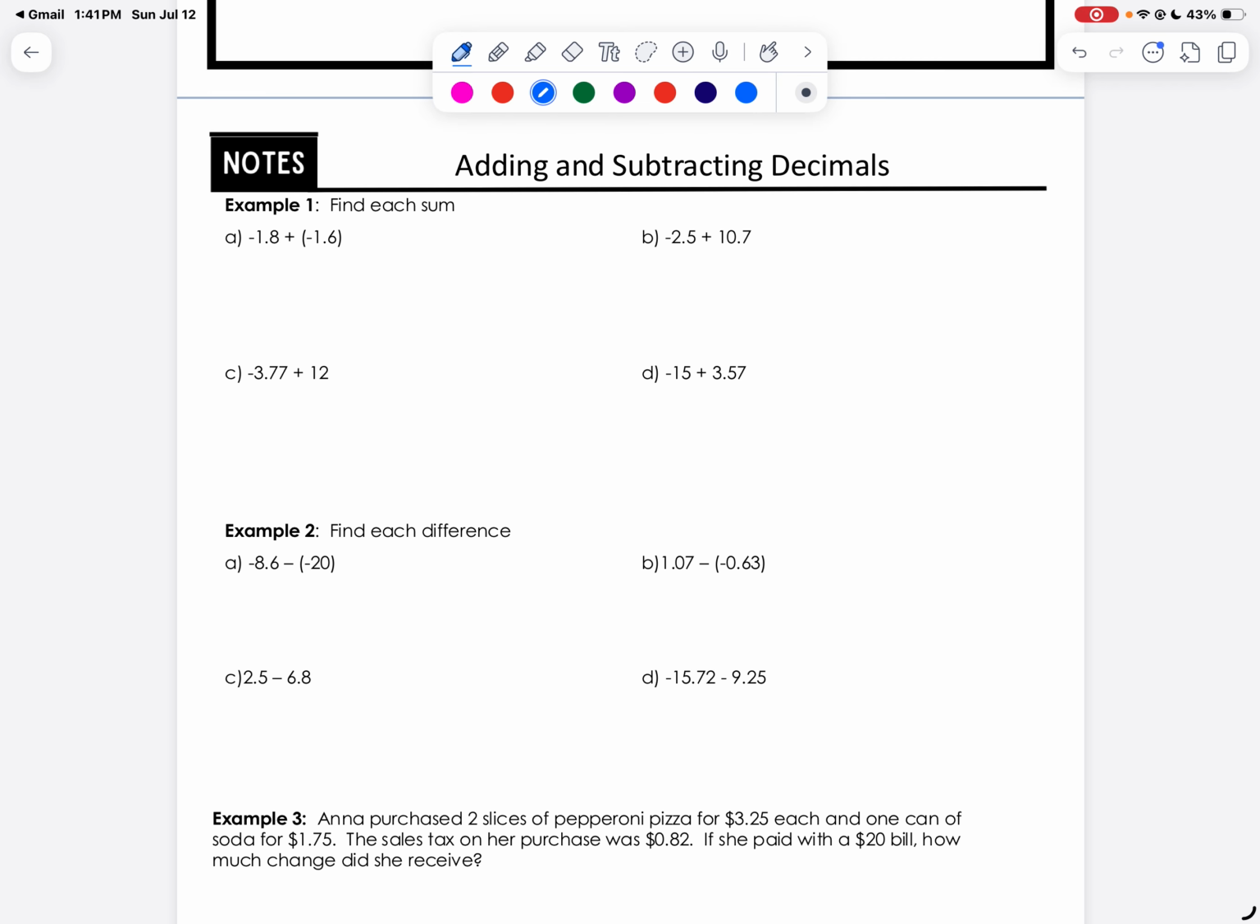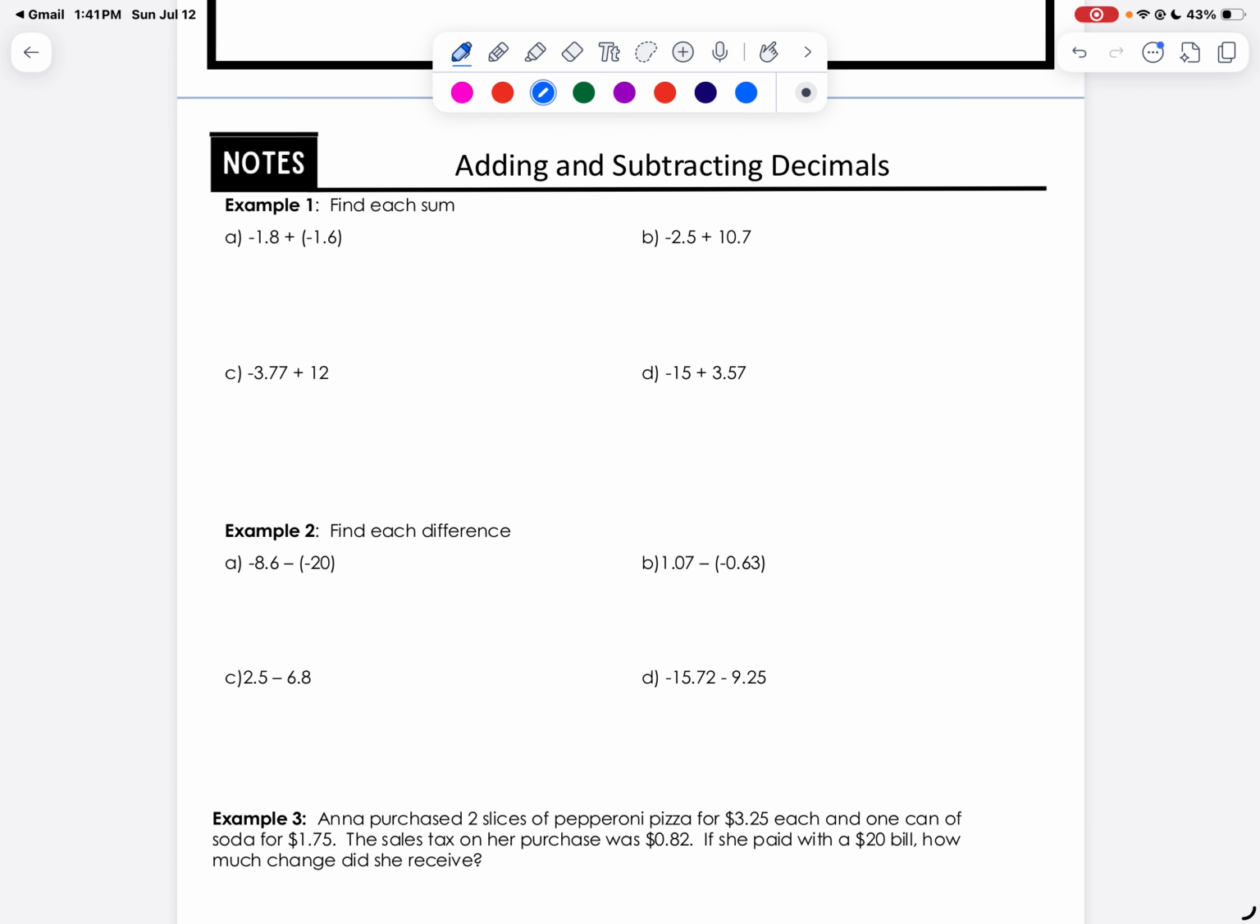In today's lesson, we will be adding and subtracting decimals. So in example 1, it says find each sum. So let's just review our integer rules here. If the signs are the same, we add and take the sign of the original. If the signs are different, we subtract and take the sign of the larger.